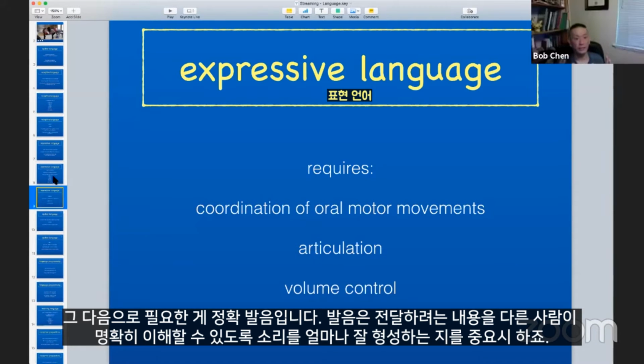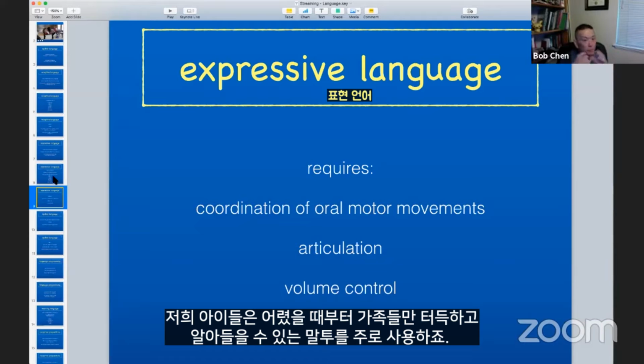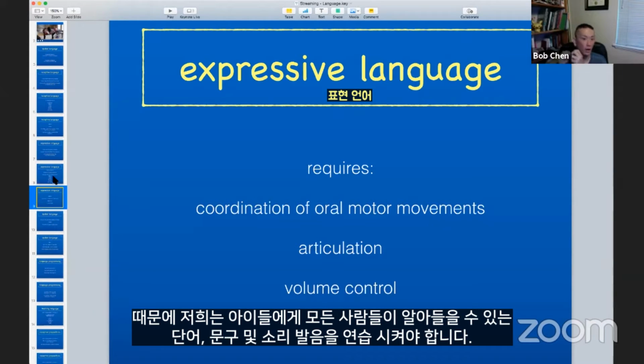The next thing is about articulation, and articulation is about how well you are forming all the sounds so that somebody else can clearly understand what you're trying to say. This is a major impediment in terms of somebody being able to understand your child, because a lot of times your child may be able to say stuff and people inside the family have learned to understand how and what they're communicating, but nobody else outside is going to be able to understand exactly what they're saying. And so we need to work on the articulation of words and phrases and sounds so that everyone can understand what your child is telling them.